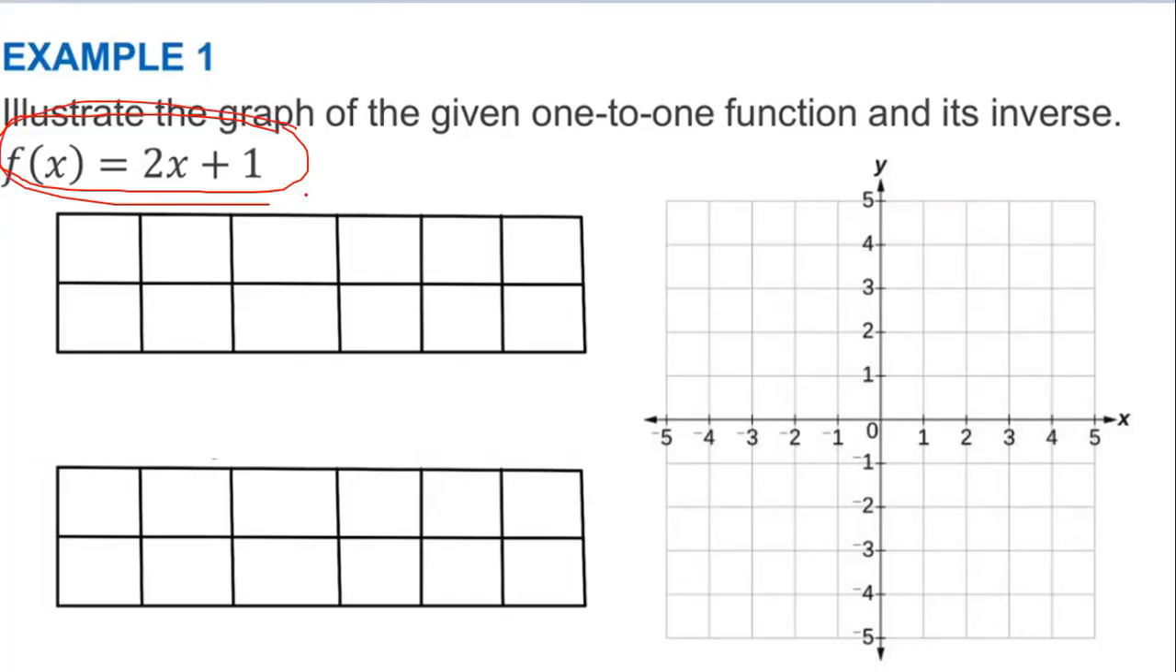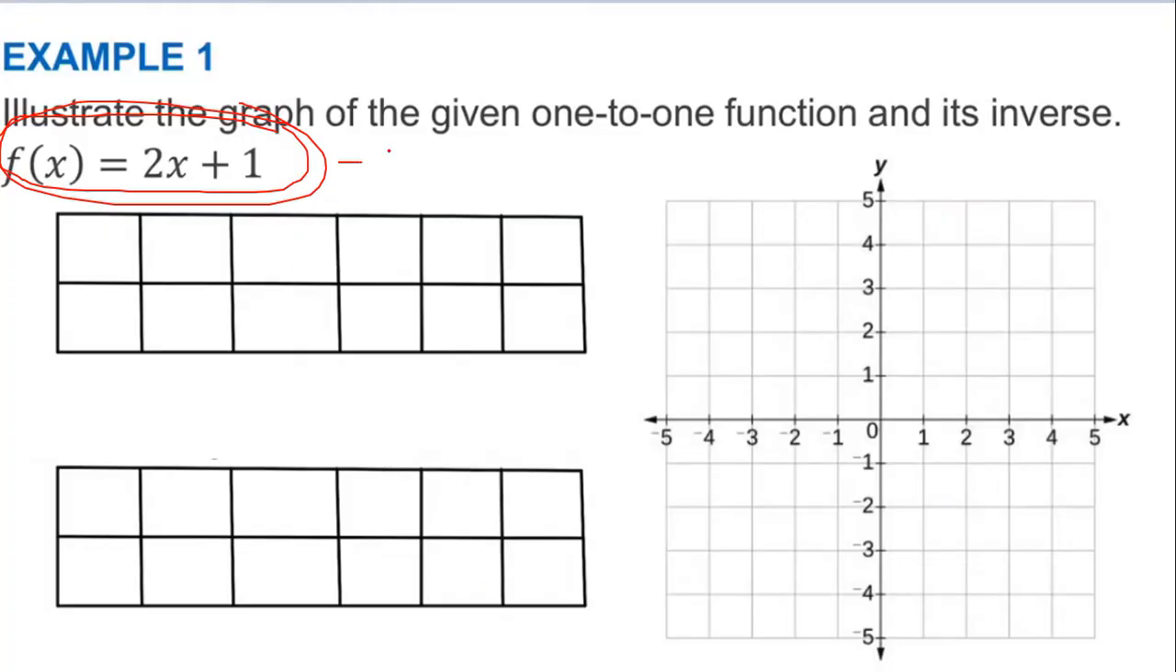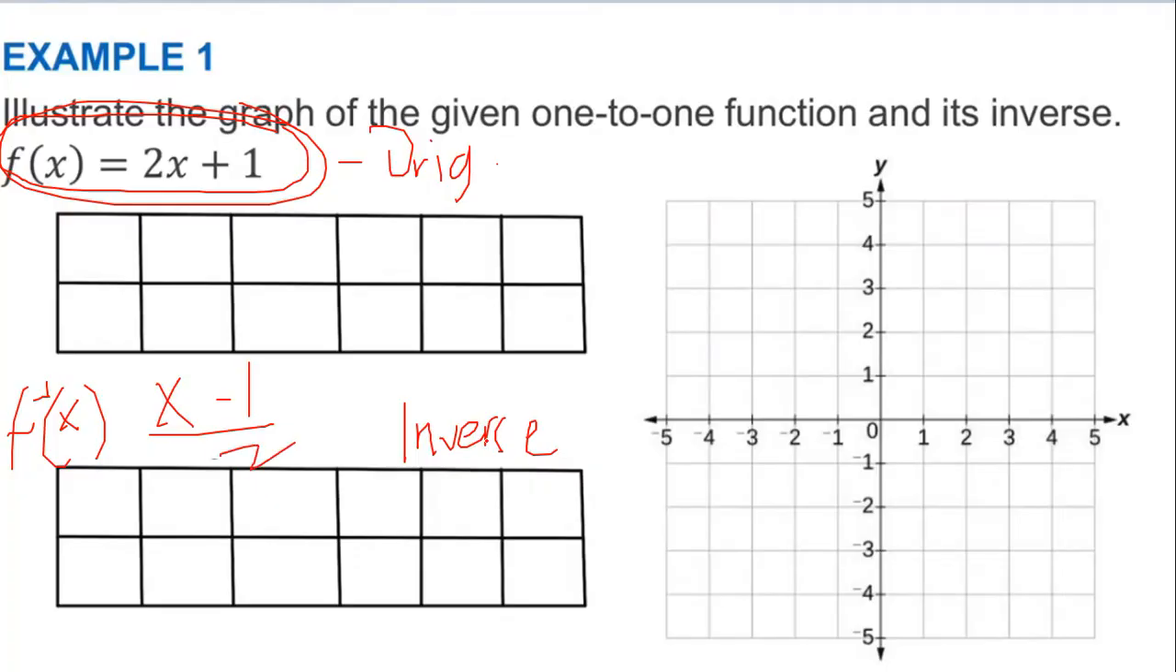Ilagay ko na dito yung ating original. Then kunin natin yung kanyang inverse. So dito yung original. This is the orig and this is the inverse. So ilagay ko yung inverse niya dito. So the inverse of our original function is x minus 1 all over 2. Yan. So original natin, this is our x, this is our y, this is our x, this is our y. So ang tawag natin sa table na to is table of values.